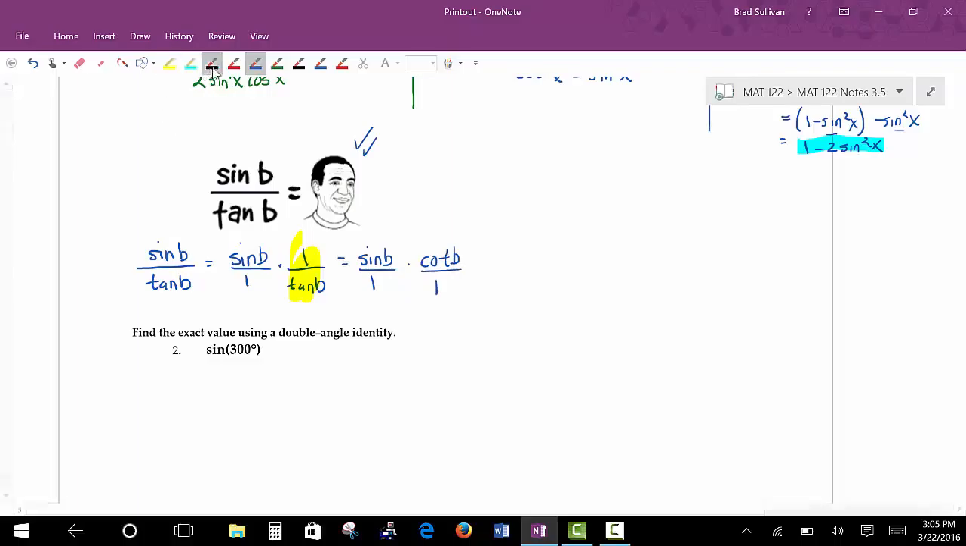Okay, then what I'm going to do is replace this with what it's equal to. Now we'll see what comes out of this. So we get sine of the angle b over 1. The cotangent is the cosine of b over the sine of b. So what happens is, of course, the sines divide out to 1. And it looks like we're left with cosine of b.